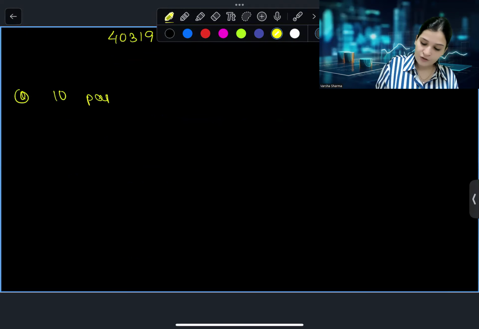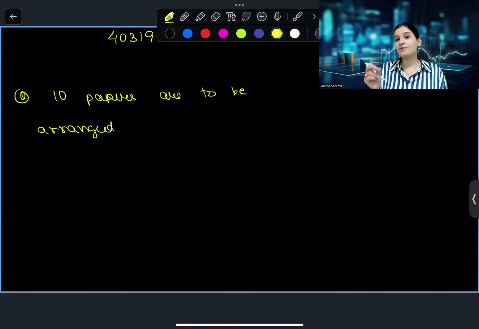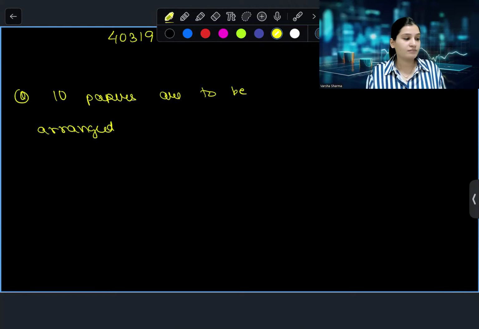10 papers are to be arranged in such a way that the best and worst paper are together. Such that the best and worst paper are together. What's the answer?